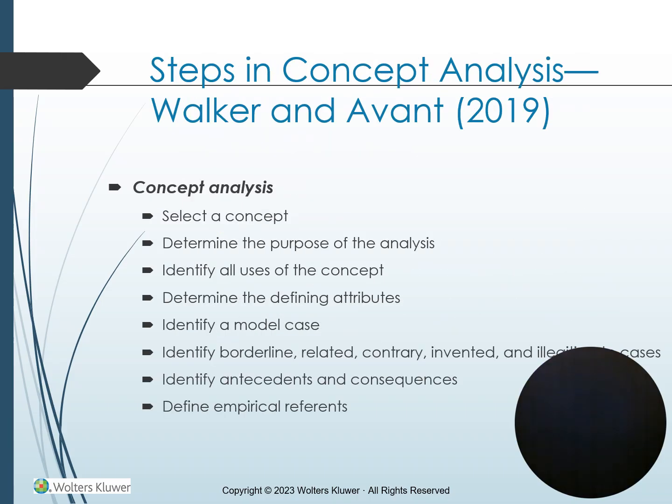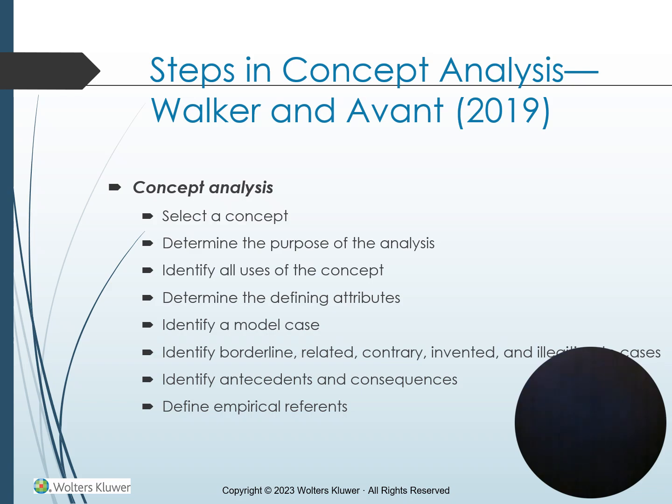So according to Walker and Avant, when you're thinking about doing concept analysis, there are some systematic steps you can do to help analyze a concept. These steps include: you select a concept, you determine the purpose for the analysis. Why are you doing this analysis on this concept? You identify all the uses of this concept. You determine the defining attributes. What is specific or defining to that attribute?